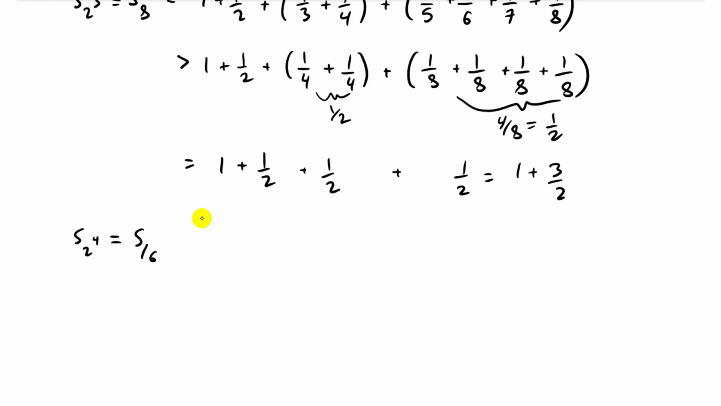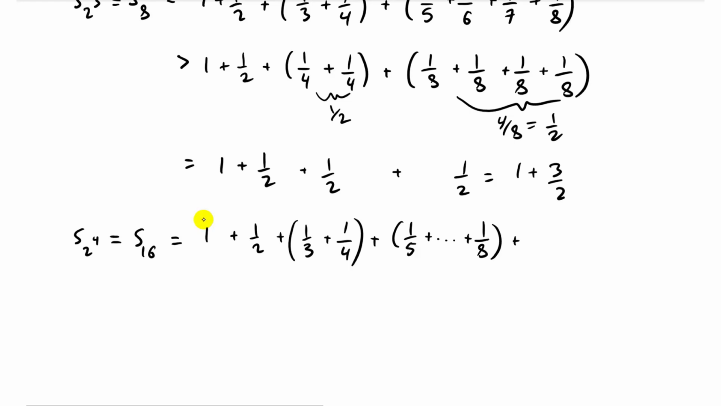So this equals 1 plus 1/2 plus 1 over 3, put a bracket, 1 over 4, and then plus, going further, 1 over 5, and I'll just put dot, dot, dot to save time and space. So we have 1 over 8 like that. Plus, we're going to do exactly the same thing, 1 over 9 plus dot, dot, dot, all the way to 1 over 16.